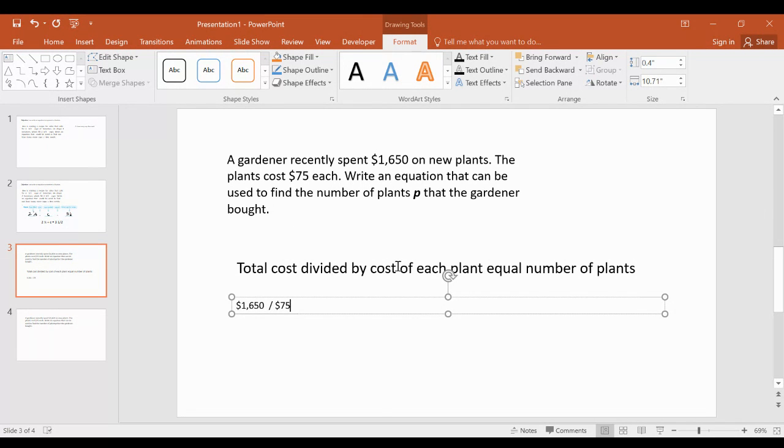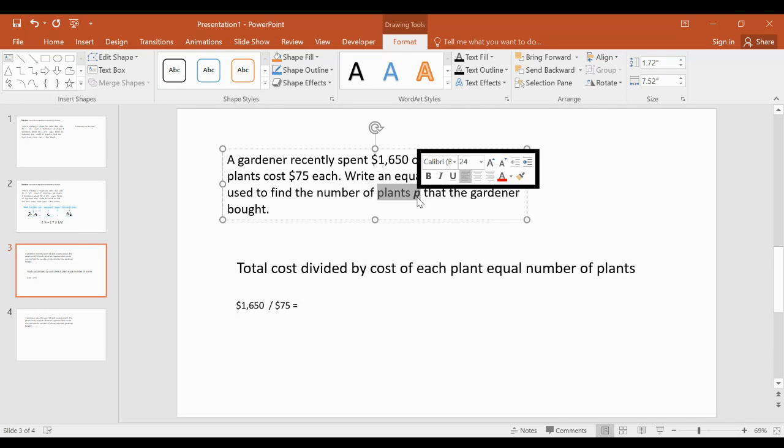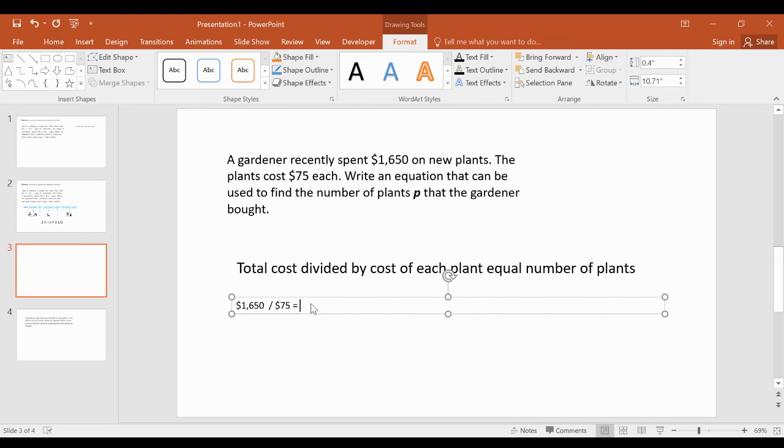The total cost divided by the cost of each plant, good so far, equals. That tells me an equal sign, a number of plants. What am I going to put for my number of plants? Here it is. It's the P, because the P represents the number of plants, that unknown amount. We don't know how much it is yet. So here's our equation. This is one way that we can write an equation to help us solve for this.